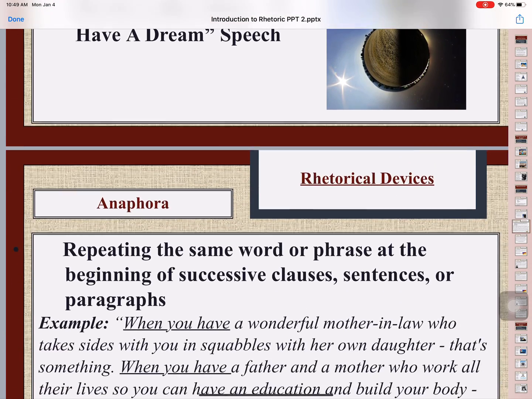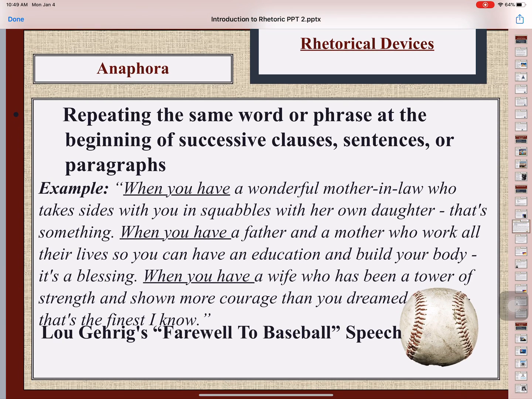MLK. Fantastic. Okay, anaphora, the second rhetorical device that we're going to be looking at today. Anaphora is repeating the same word or phrase at the beginning of successive clauses, sentences, or paragraphs. Before we look at that, know that you can pause this, of course, at any time in order to complete your guided notes. So here's an example of anaphora repeating the same word or phrase at the beginning.